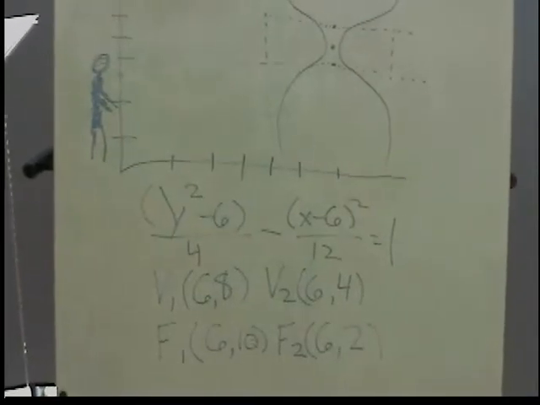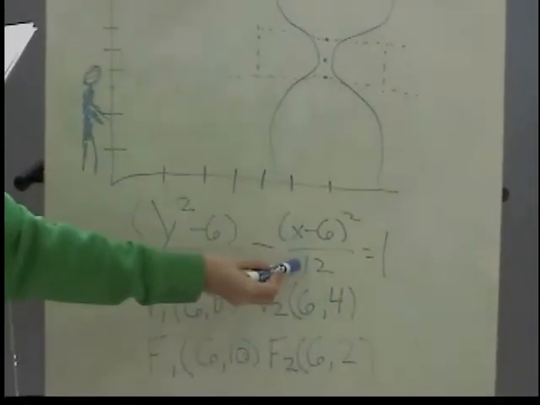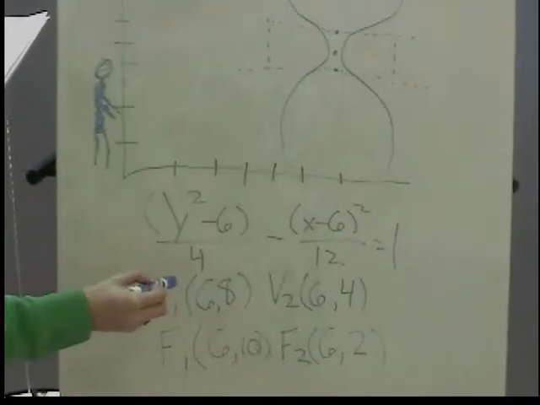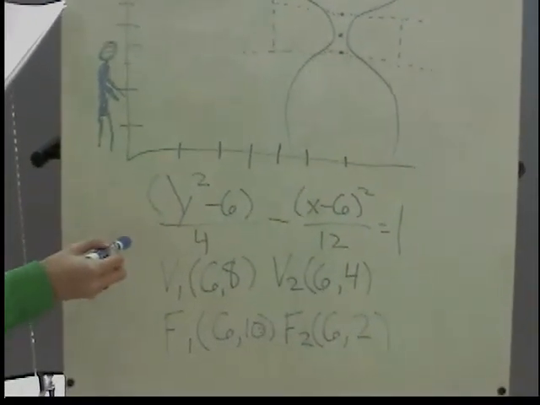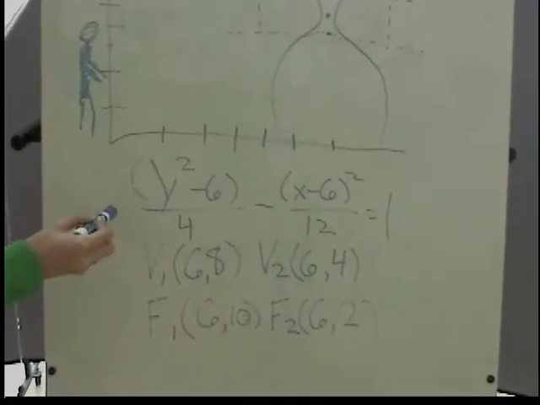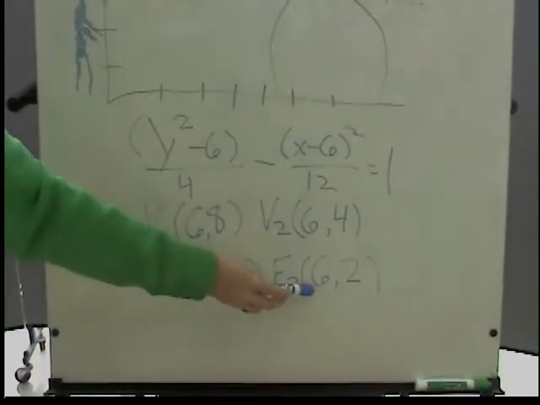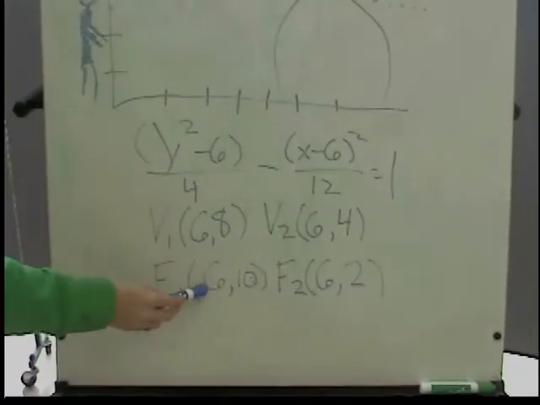And to find the foci, you can take both the bottom numbers, 4 and 12, and add them, which is 16, and then square root it to make 4. You would finally add and subtract 4 to the y in the center. So the foci are (6, 2) and (6, 10).